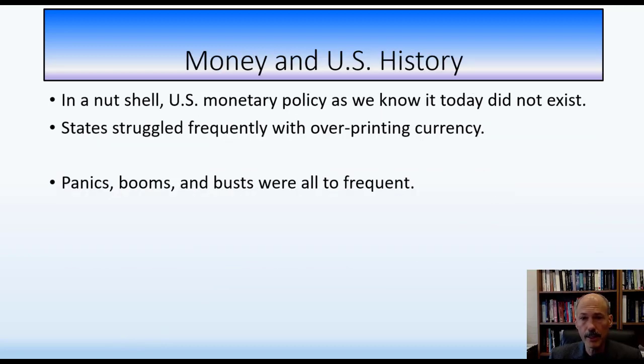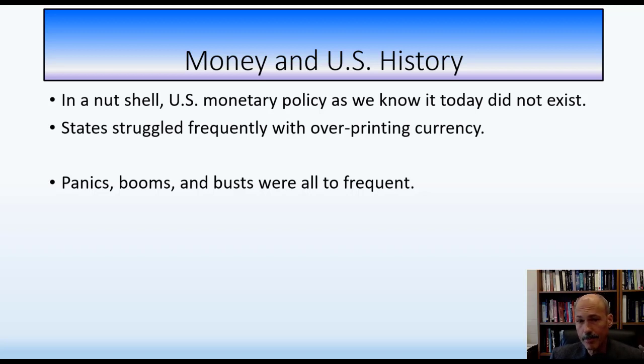In a nutshell, U.S. monetary policy as we know it today did not exist. You may not have a good understanding of what U.S. monetary policy is to begin with, but that's an important component of this course. So hold on, we'll cover it. The states struggled frequently with overprinting money because there was no single authority to print money. You had multiple states and hundreds of commercial banks issuing paper. No wonder things didn't work very well.